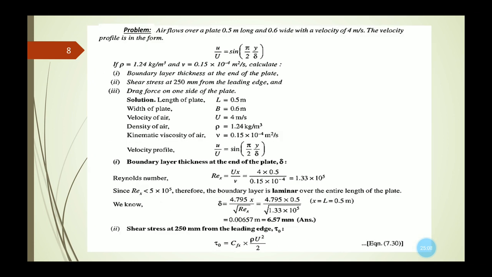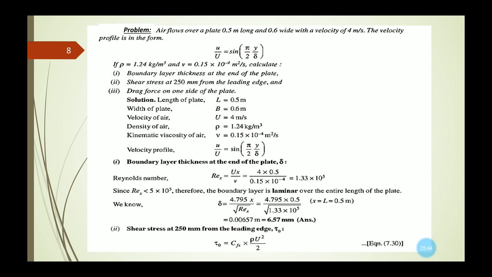Let us discuss the last numerical, which is air flows over a plate, that is the length of the plate is given 0.5 meter long and the width is given 0.6 meter wide with a velocity of 4 meter per second, that is the free stream velocity is given 4 meter per second. The velocity profile is given in this numerical, it is small u by capital U equals sin pi by 2 into y by delta. Now the air density is given 1.24 kg per meter cube and the kinematic viscosity is given 0.15 into 10 to the power minus 4 meter square per second.